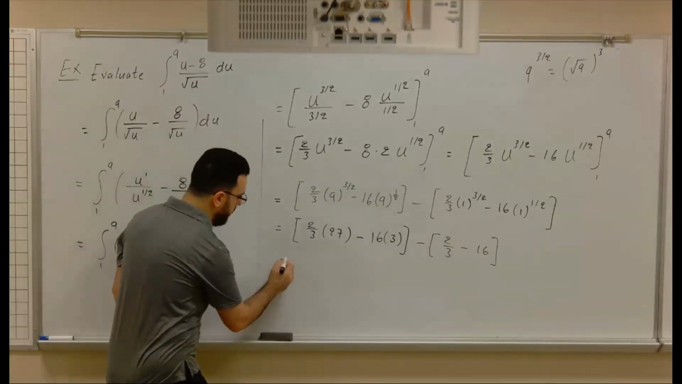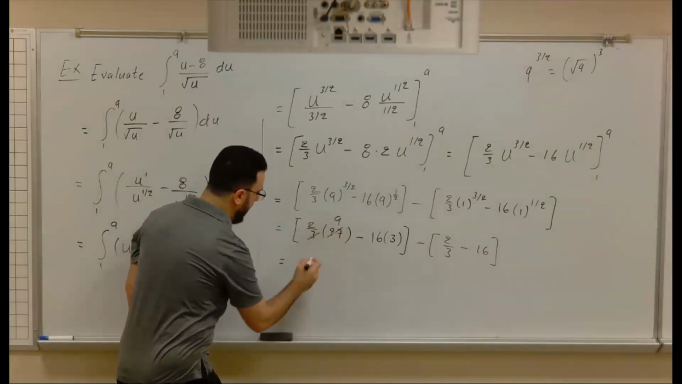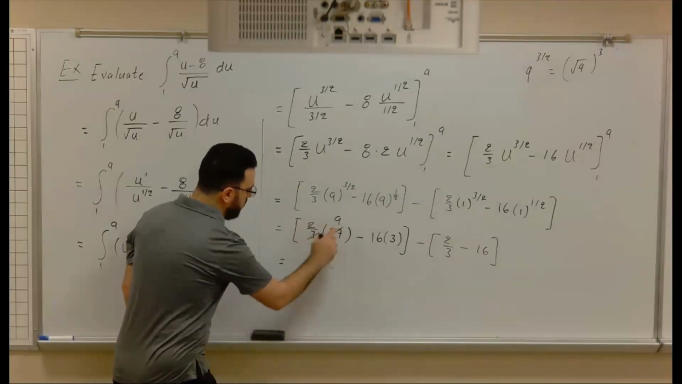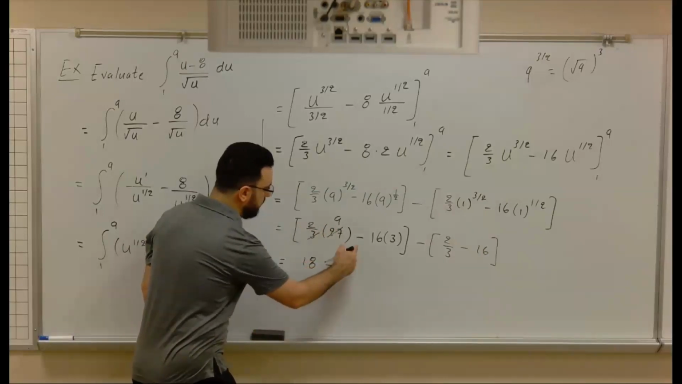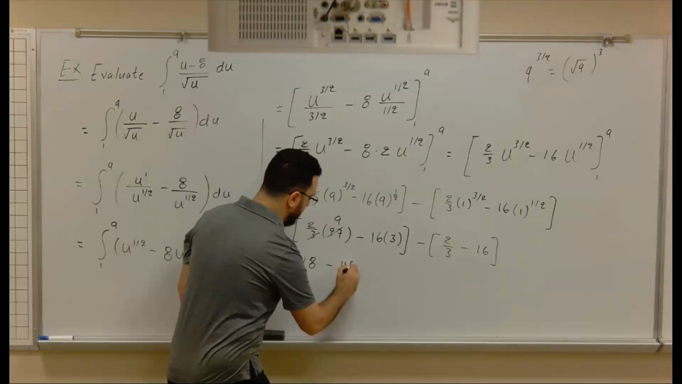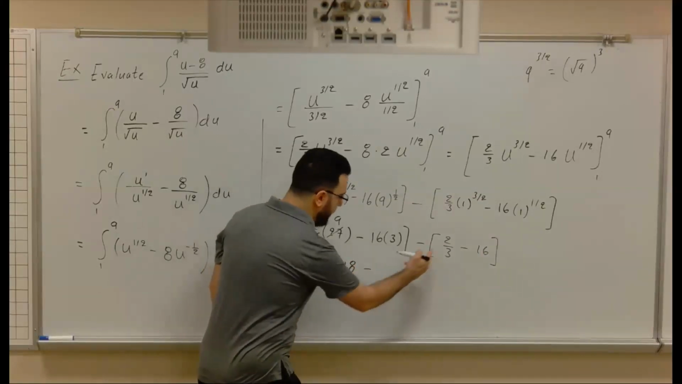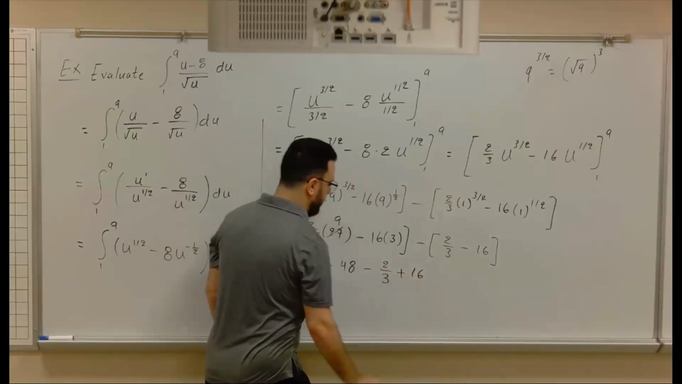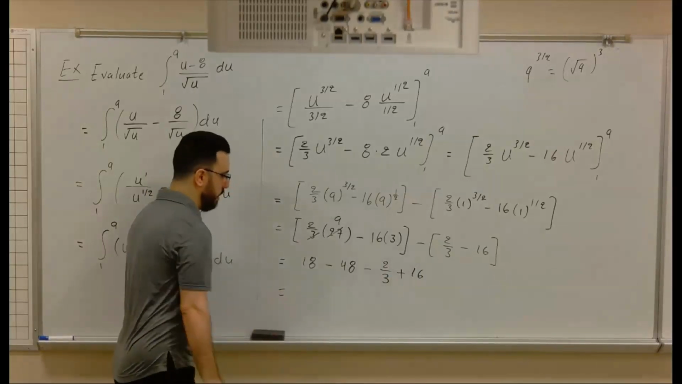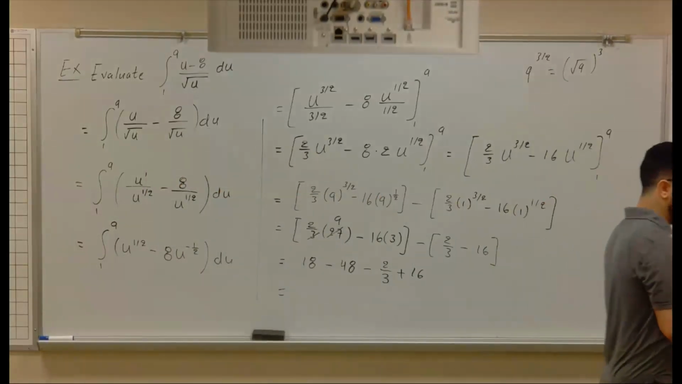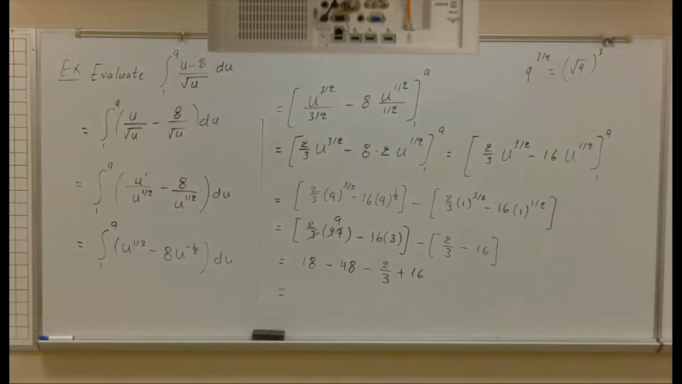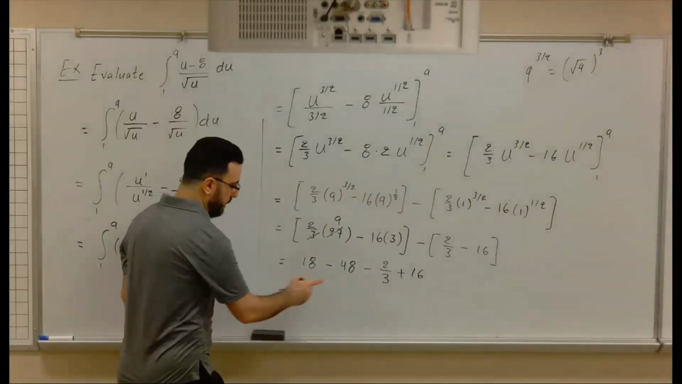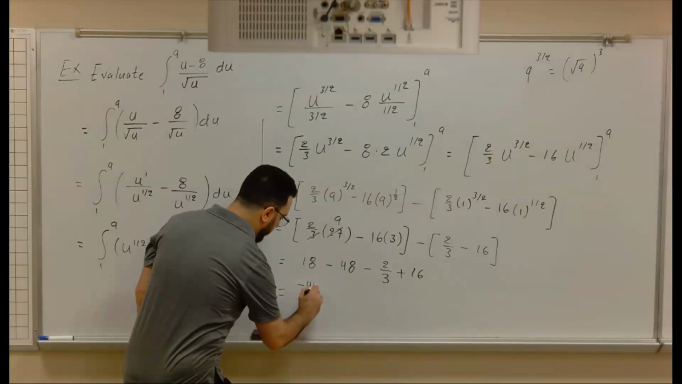Next step, 2/3 times 27, simplify this, is going to be 9. That means 2 times 9 is going to be 18, minus 16 times 3 is 48, minus 2/3, plus 16. How much is going to be the whole result? Combine the numbers, I have negative 44, I'm not sure. Over 3? Yes, because we have a 3. Negative 44 over 3.